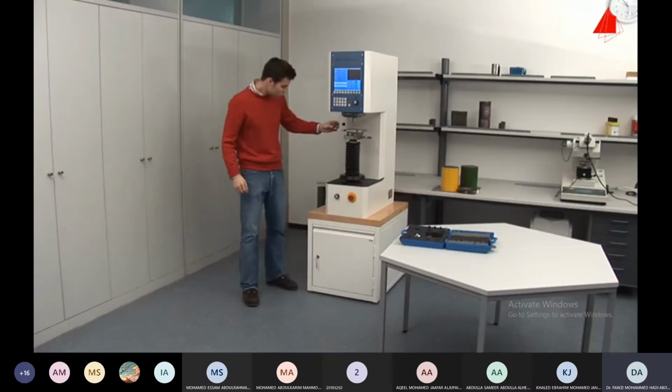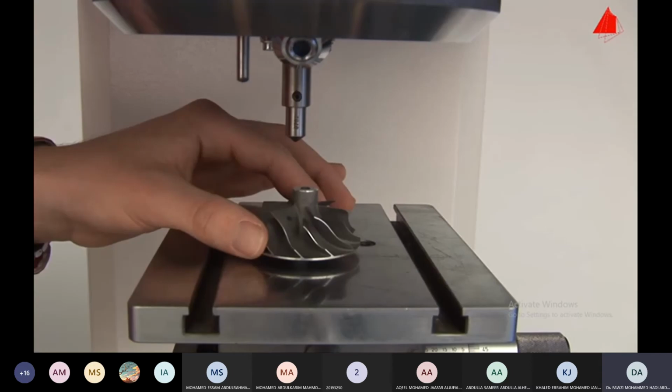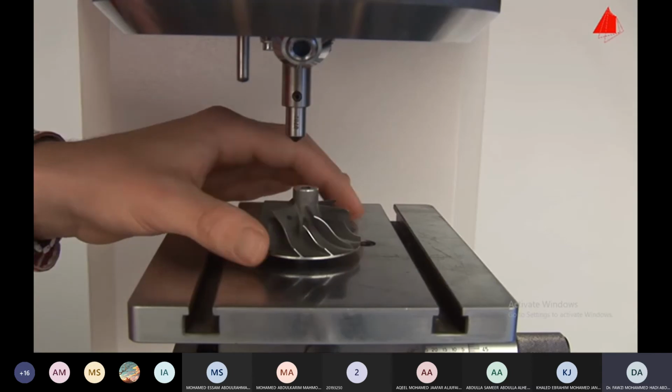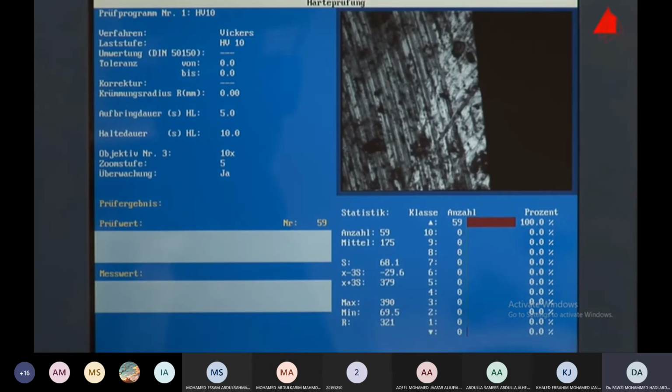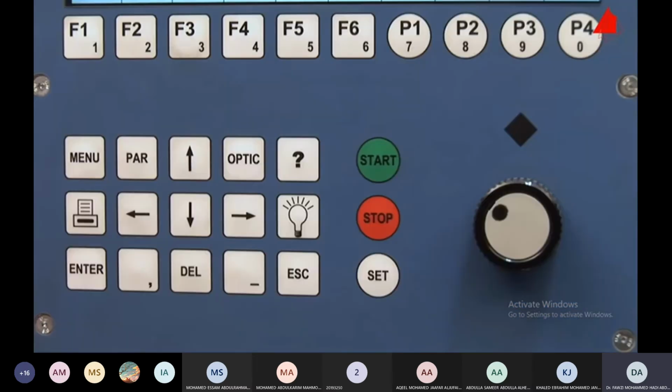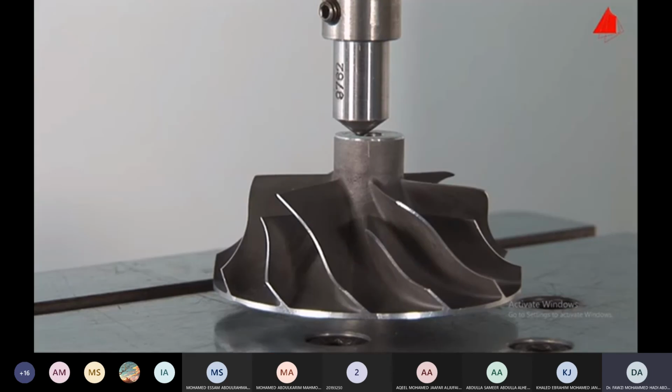He then places the compressor wheel on the support table and rotates the microscope lens into its working position. With a hand wheel, he adjusts the height of the support table until the test piece surface is displayed in focus on the screen. Next, he moves the test piece around on the support table until the right spot for the hardness test is displayed. Now that everything has been prepared, let's begin with the test. After pushing the start button, the diamond pyramid pans down and carefully touches the test piece surface. The test force slowly increases to its specified value.